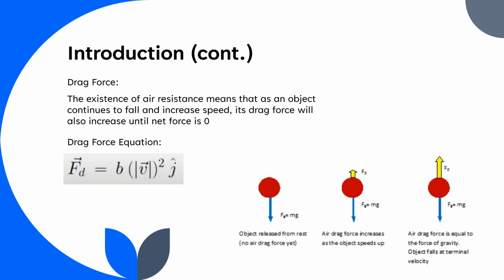reaches zero due to the object no longer accelerating, at which point the drag force will be equal to gravitational force. Here is also the drag force equation where B is a proportional constant that I was able to find through trial and error by comparing the model to the graph generated by my tracker analysis.